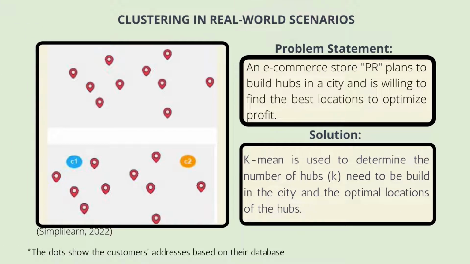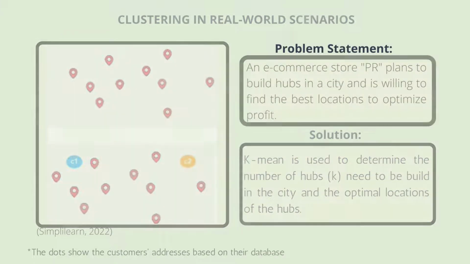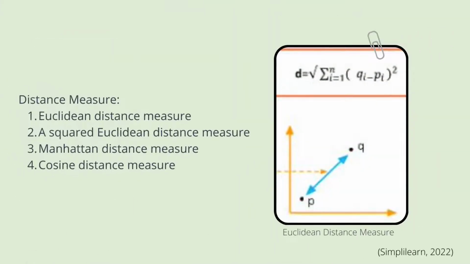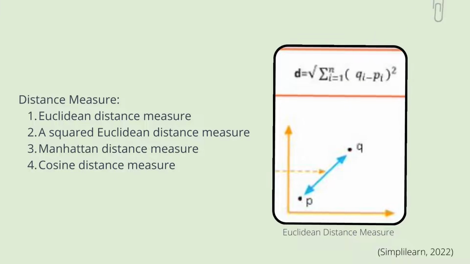An e-commerce store plans to build a hub in a city and find the best location to optimize profit. K-means is used to determine the number of hubs and optimal locations. In this picture, two centroids are assigned. There are four methods of distance measure. The most popular is the Euclidean distance measure, with the formula shown.